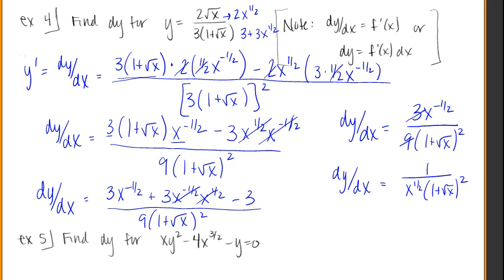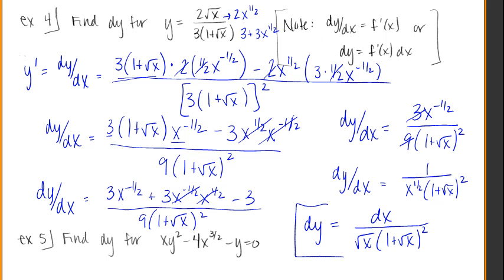And again, the problem just wants this for dy, so all we have to do is multiply the dx over. So dy is going to equal dx over, and if I want to write x to the 1/2 as a square root I could, so square root of x times 1 plus the square root of x, squared. And that's the equation for dy.